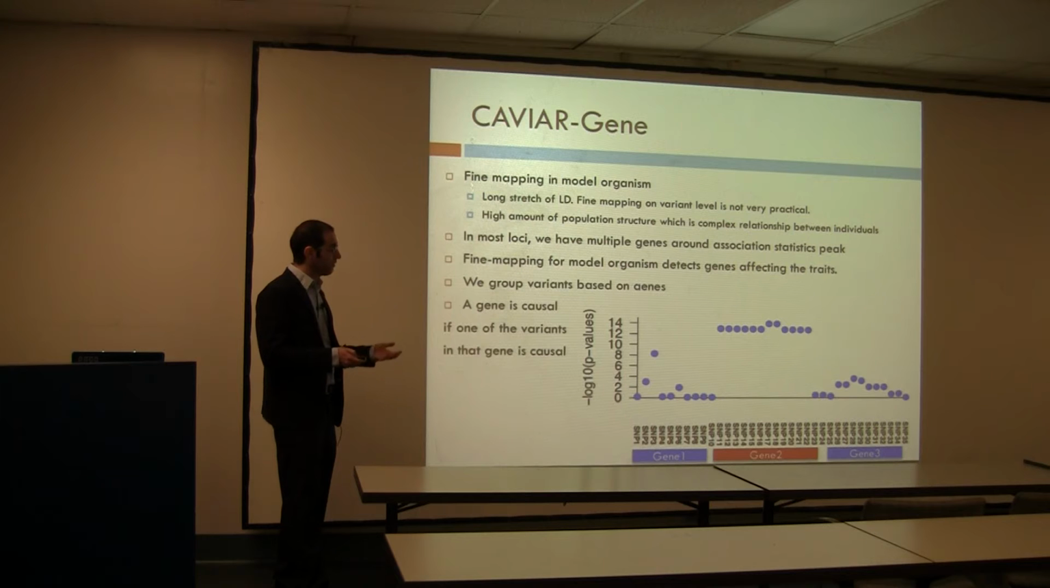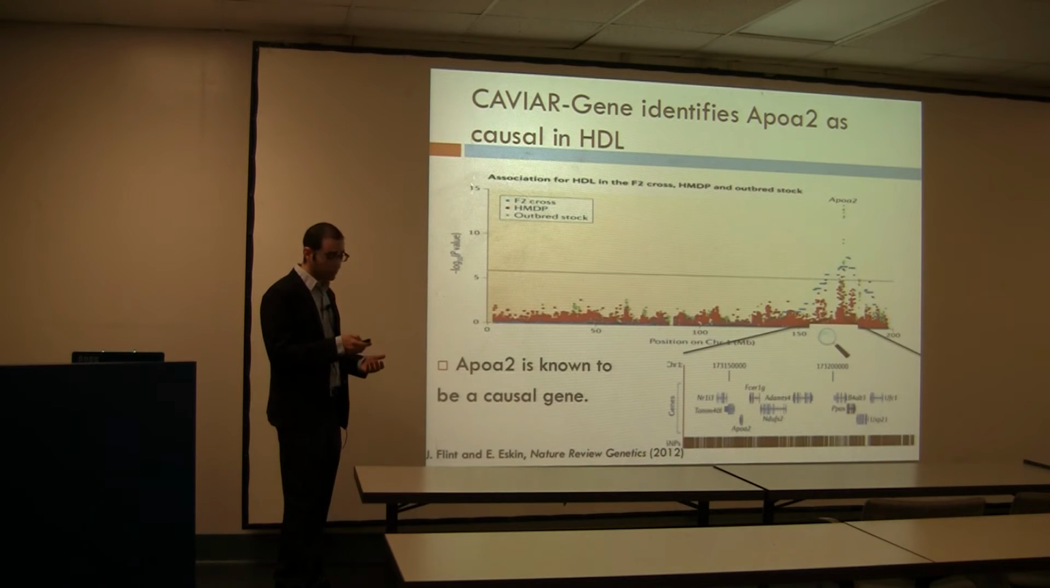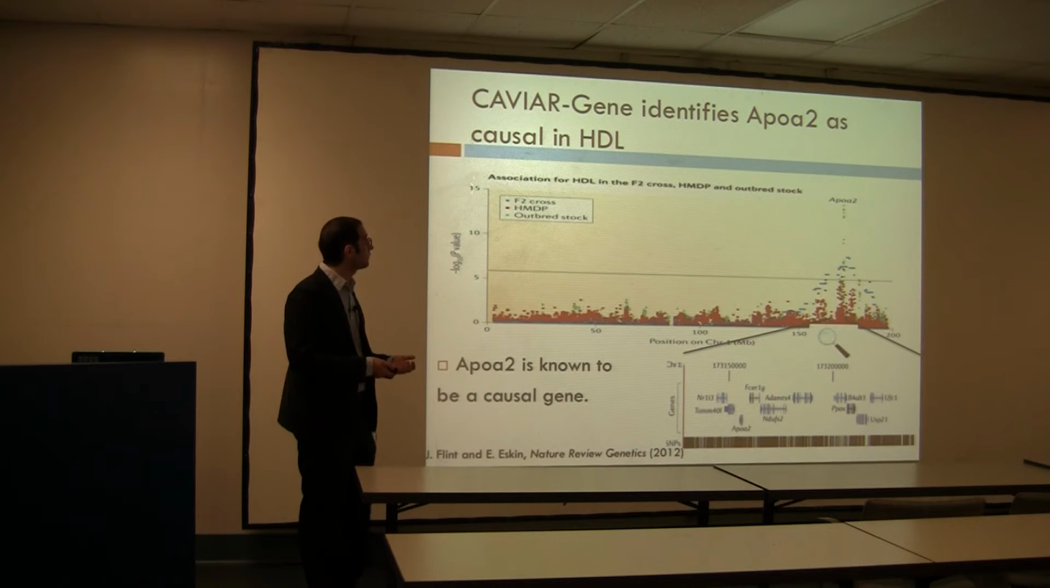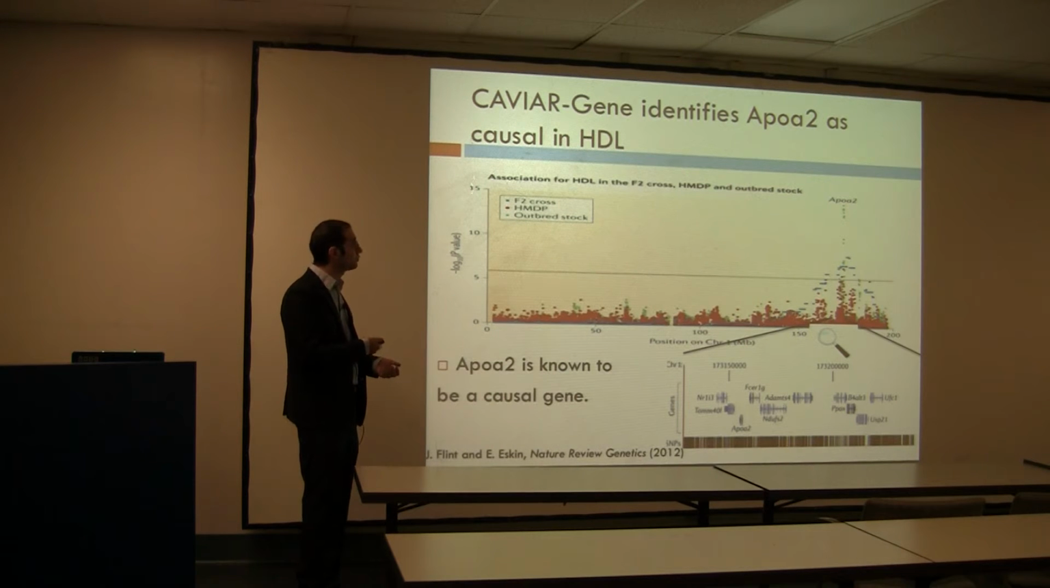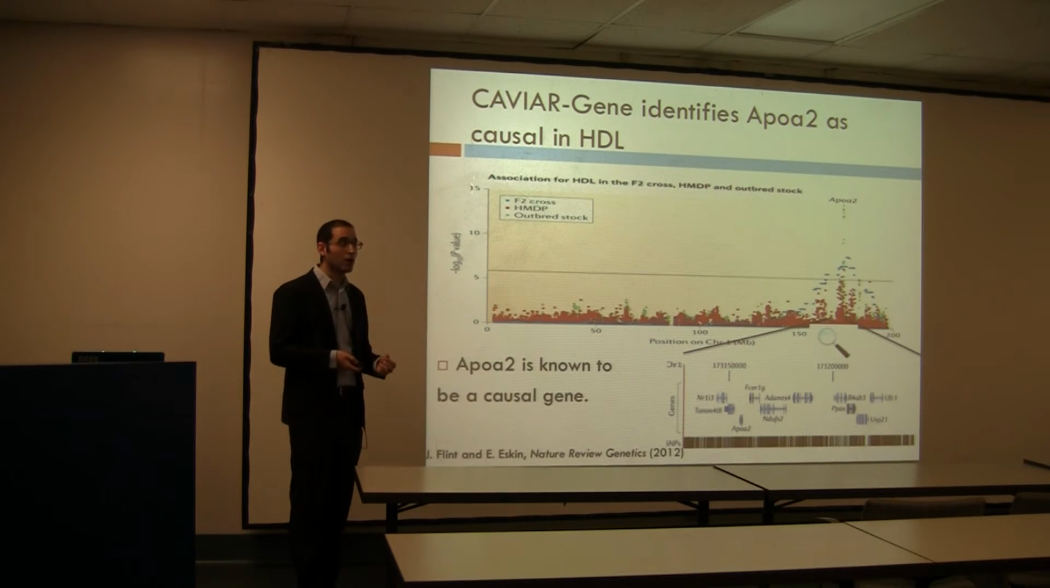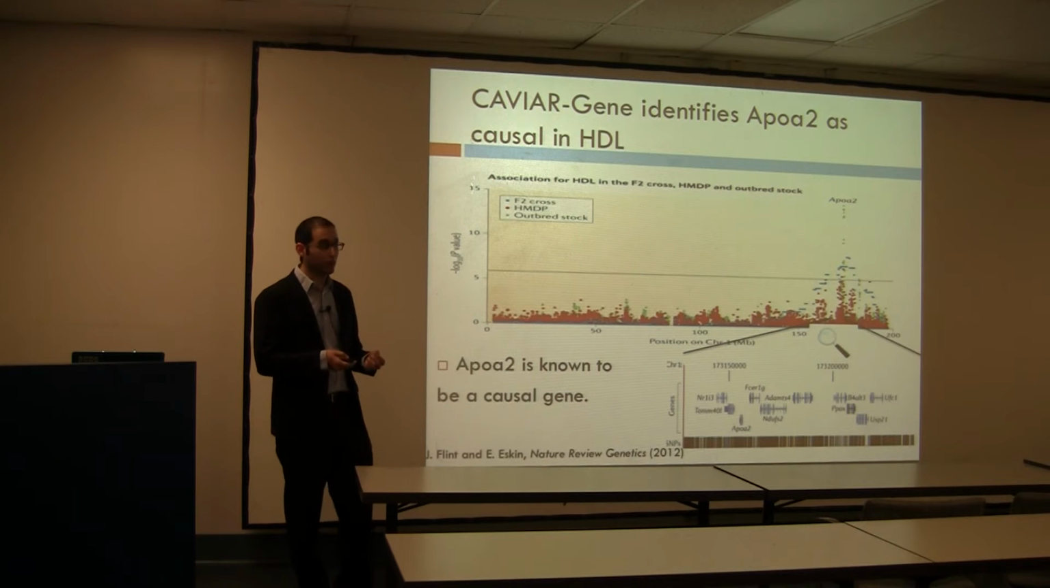I won't go into the detail of how we solved the problem of population structure. What I want to show is what happens when we run this program on real data. We have an HDL GWAS for three different mouse data sets: the F2 cross, which is shown in blue in this diagram, the HMDP in red, and the outbred stock in green. And they are all for the HDL phenotype.